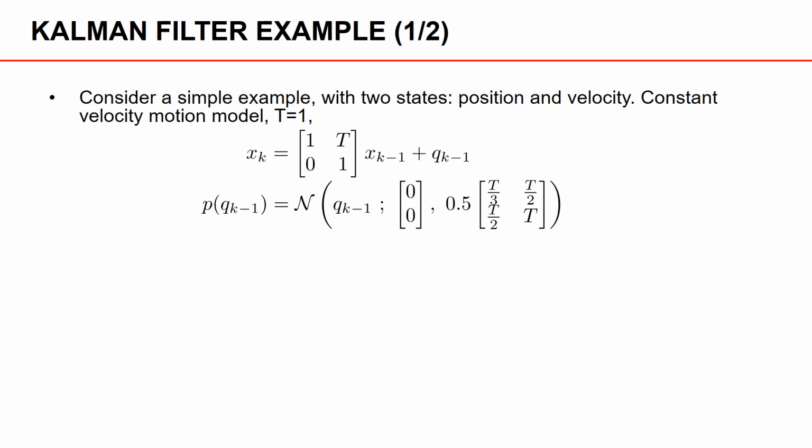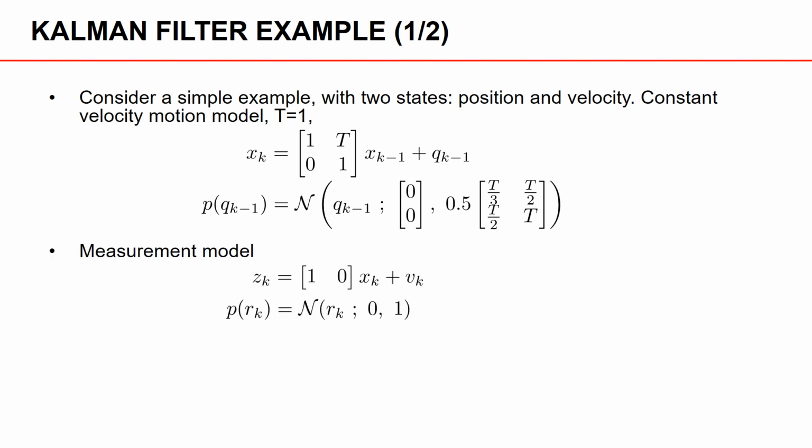This means that the state vector x has two elements. The first is the position, the second is velocity. We use a constant velocity model with sampling time T equal to 1. And the motion model is given by this matrix here. The process noise has mean value 0 and variance 0.5.